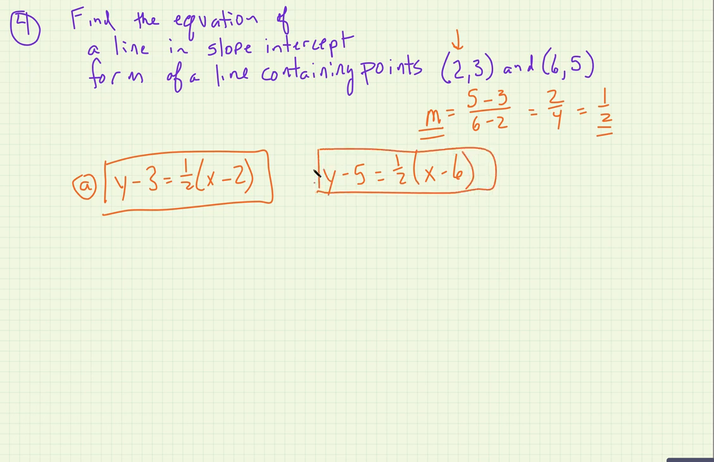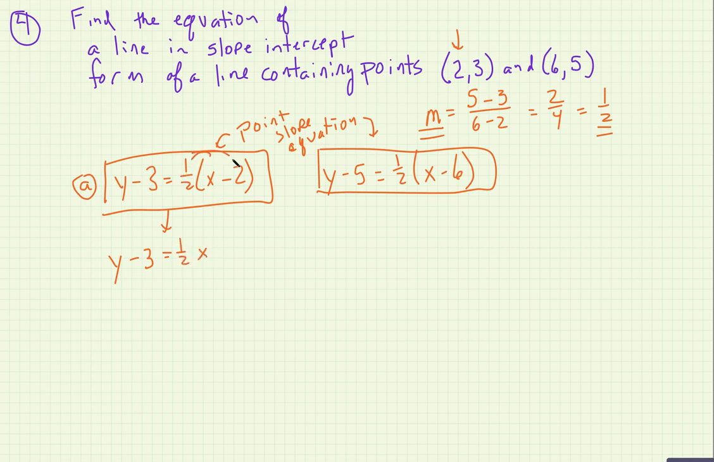Now I want to show you how either one of these point slope equations, if we convert it into y equals mx plus b, or slope intercept form, you get the same answer. So let's just do that math here. If we do slope intercept, remember we have to have y by itself on one side. So what we're going to do first is get rid of the parentheses just by distribution.